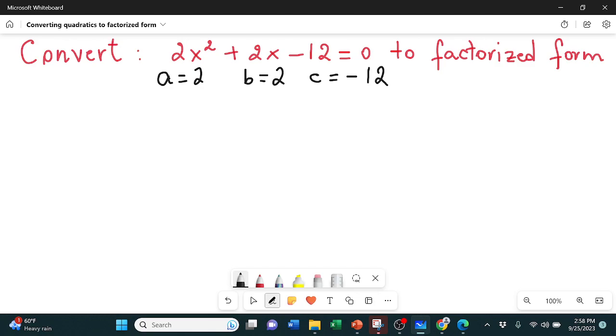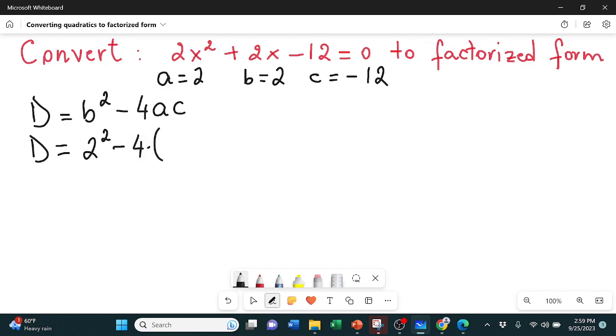In order to put it in factorized form, I'm going to find the roots of this equation, or find the solution of this equation. And I'm going to use the quadratic formula for that. So I'm going to use the formula for the discriminant, b squared minus 4ac. I am going to substitute the values a, b, and c here, and the discriminant will be 2 squared minus 4. Instead of a, I will put 2, and instead of c, negative 12.